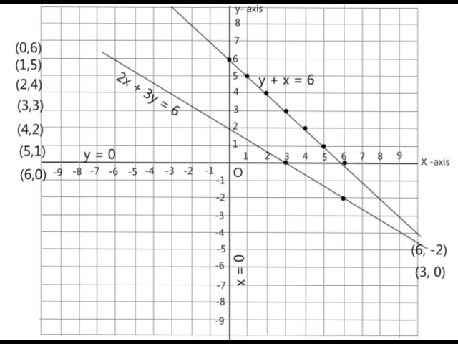Later on in Form 2, we shall see how, given a line, you can derive its equation.